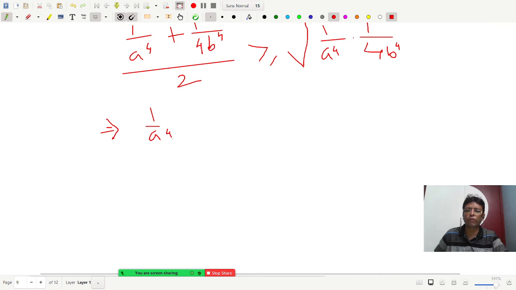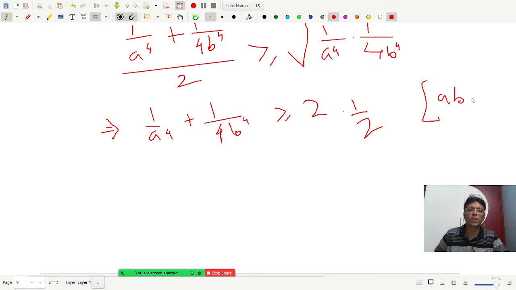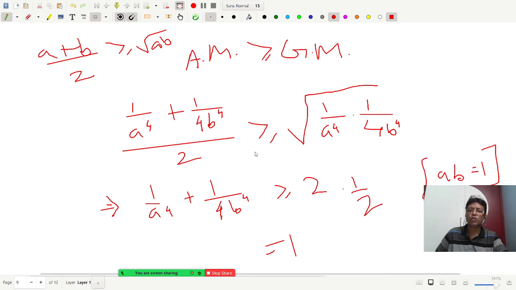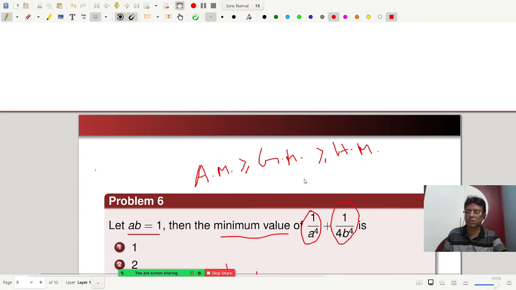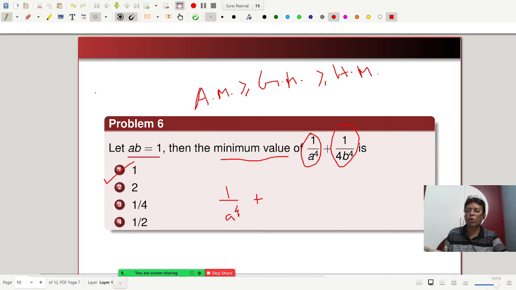So 1 over a to the power 4 plus 1 over 4 b to the power 4 is greater equal to 2 into this square root, which will be half. And using the fact that ab equal to 1, it's greater equal to 1. Okay, so the minimum value is 1, using the AM greater equal to GM technique. This you have to observe, and you could use this. If you can identify the problem, you can easily solve it. So option 1. This type of problems are very interesting and very important. Let me use another problem, another technique of this.